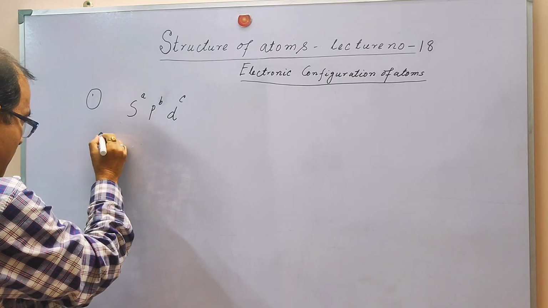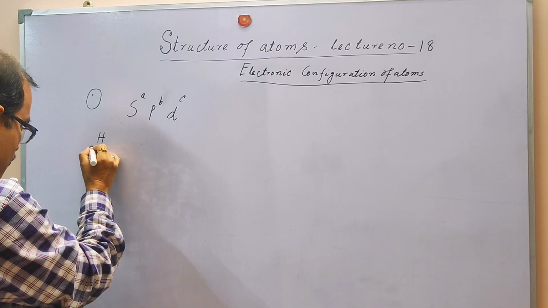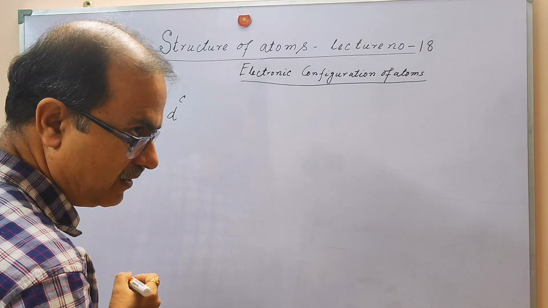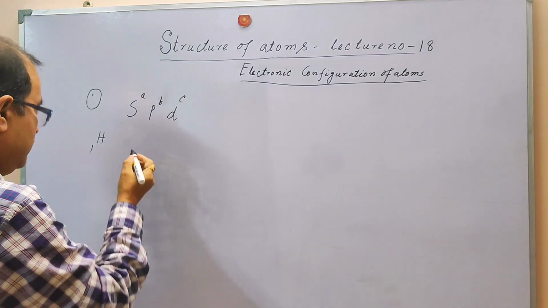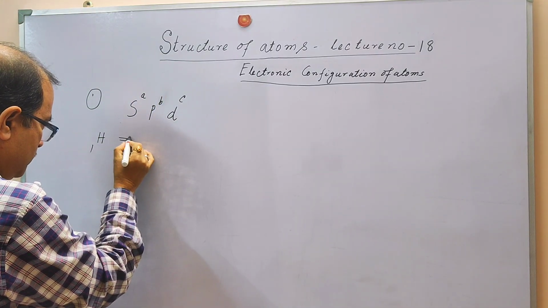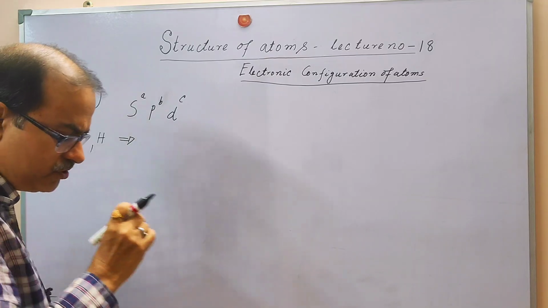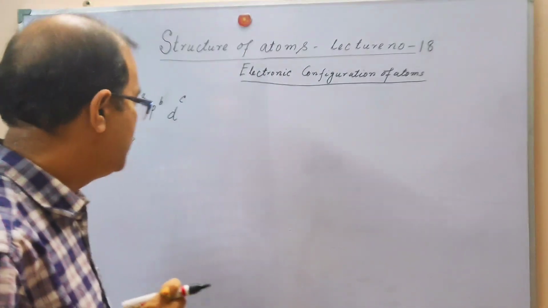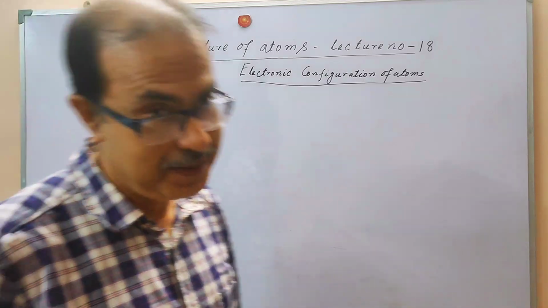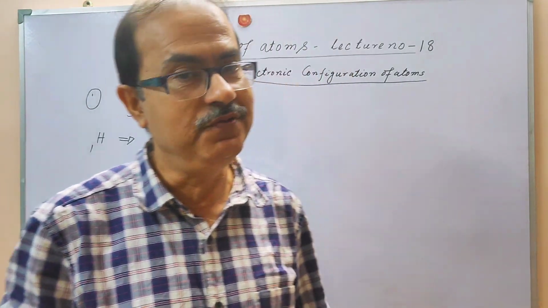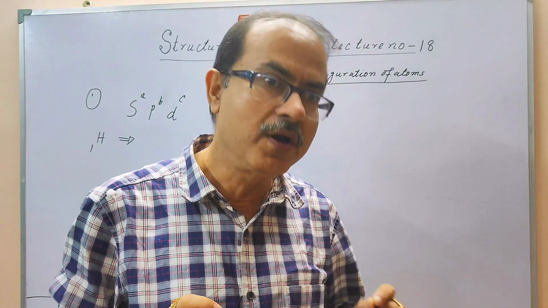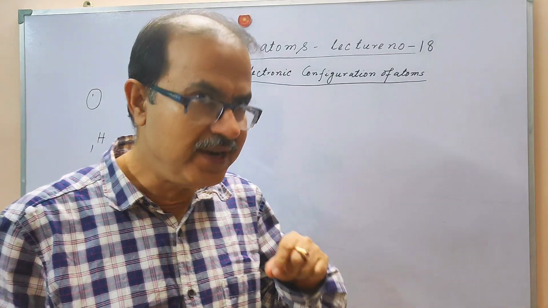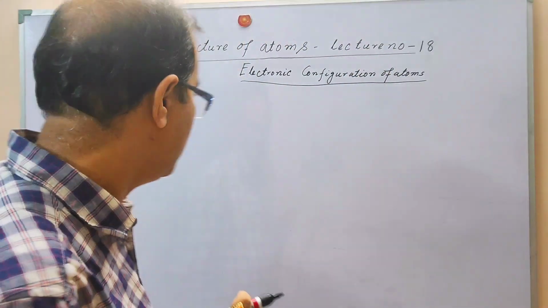We know hydrogen is the simplest element, and it has atomic number 1. So how will this electron be arranged in the orbitals of hydrogen? Naturally, the above principle says the electron will be filled in order of increasing energy of the orbitals, and it will be filled in the lowest energy orbital.